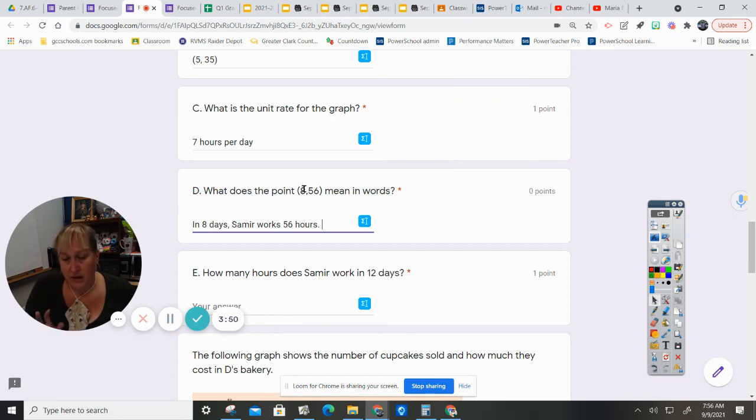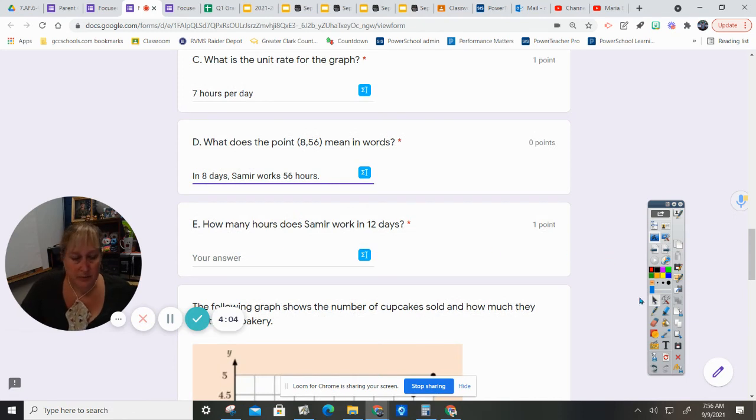It does not have to be written that way, other than it's going to grade this way. And I wanted to make sure that my 8 came first and my 56 came next. My instinct would have said Samir works 56 hours in 8 days, but that would flip-flop the X and Y coordinates. So that was why I didn't do it that way.